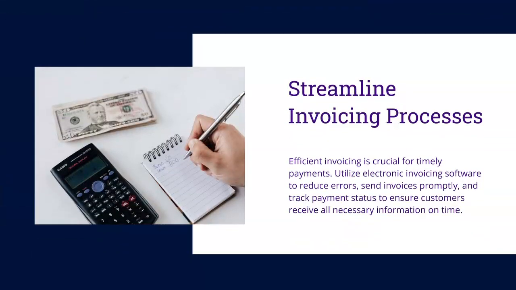Streamline invoicing processes. Once again, when you grow, everything is chaos. And when everything is chaos, you can forget things. And sometimes you can forget things like invoicing a customer. So utilize electronic invoicing software to reduce errors, send invoices promptly, and track payment status to ensure customers receive all information on time. The customer needs to have the invoice on time, and that invoice must be correct.